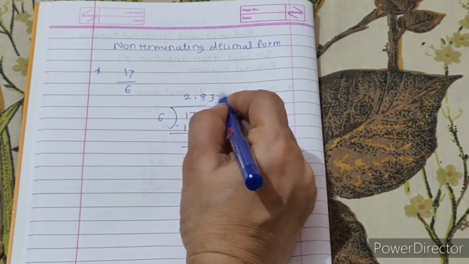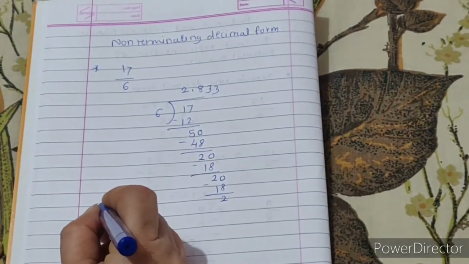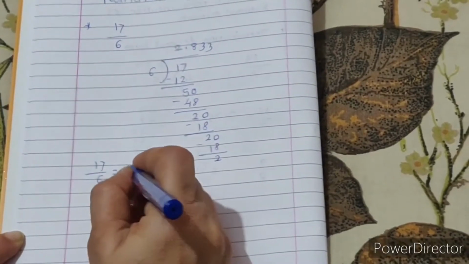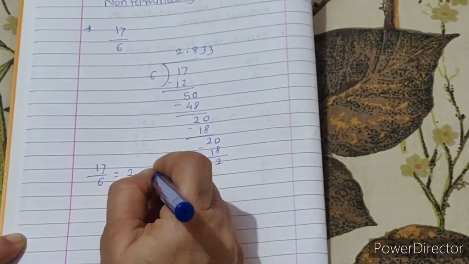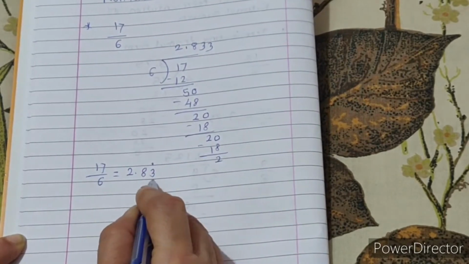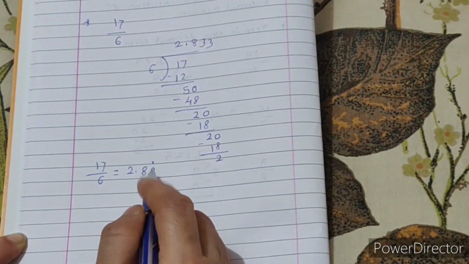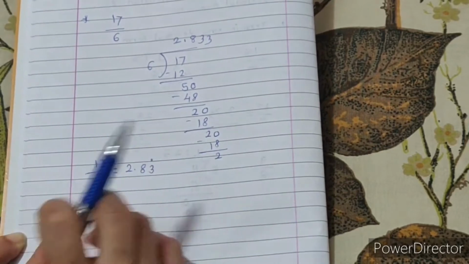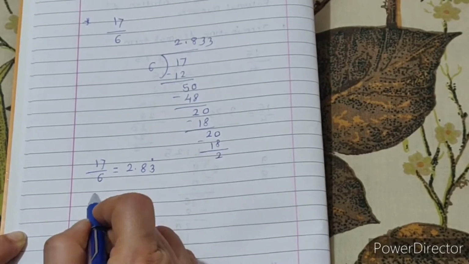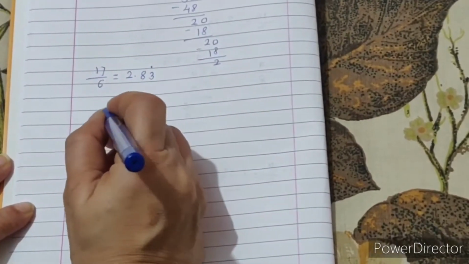After 2.8, the 3 3 3 3 will be recurring, meaning it is coming again and again. So it is a non-terminating decimal fraction. It is 2.833, and it is written with 3 recurring, denoted by this bar. Whenever a group of numbers is continuing or repeating, how to show it, we will discuss in the next example.